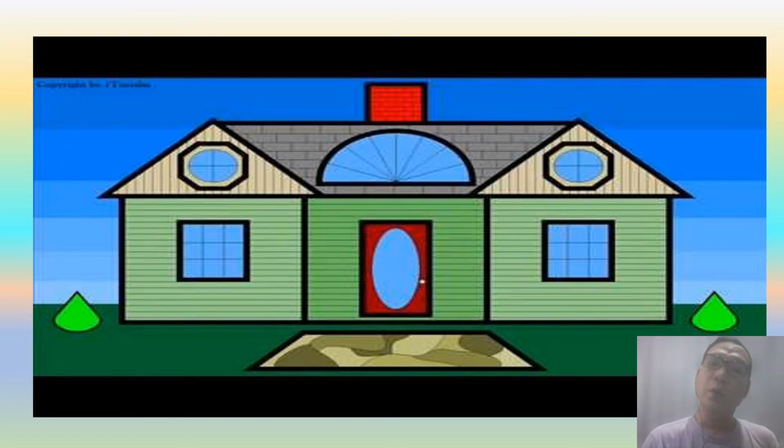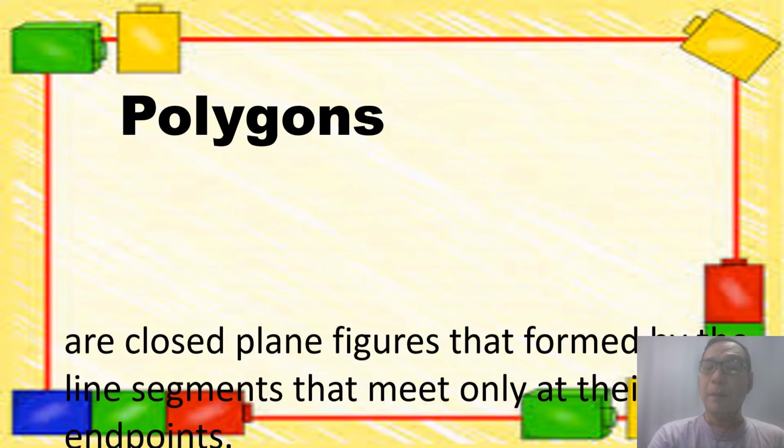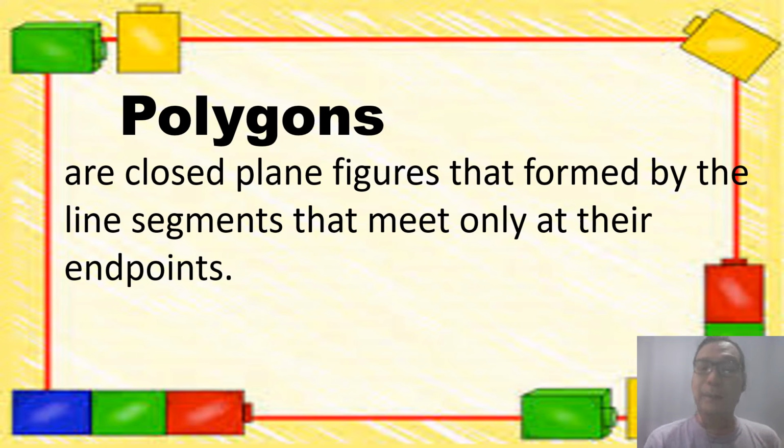We're going to be acquainted, makikilala. What does a polygon look like? Ano ba isura ng polygon? Ano ba ang ating tinatawag na polygon? So what are polygons? Polygons are closed plane figures that are formed by line segments that meet only at their endpoints.